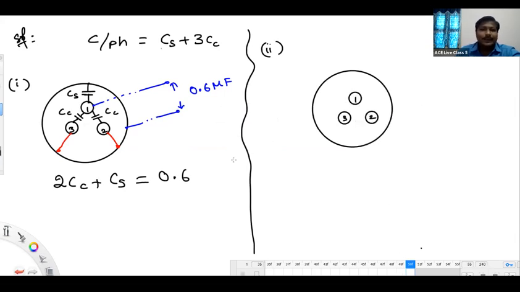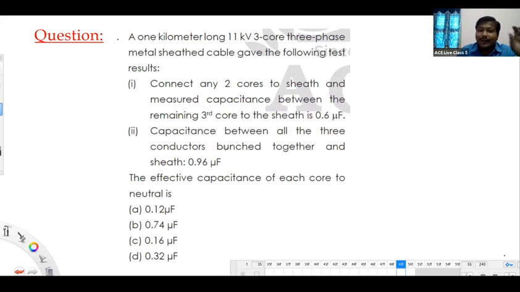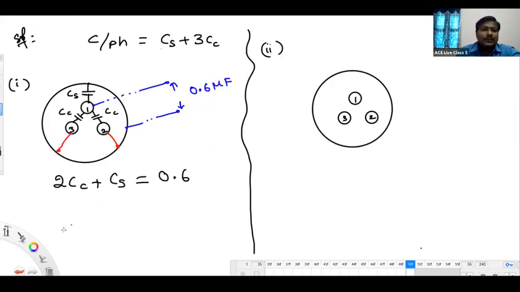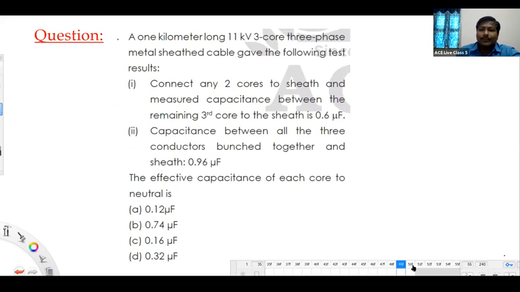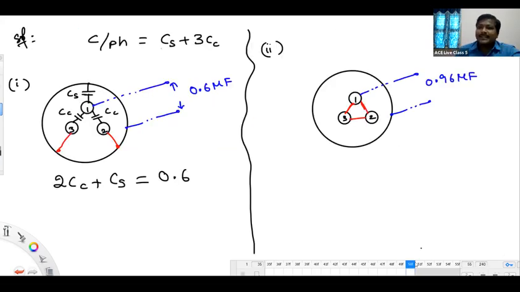What he said in experiment number 2: capacitance between all the 3 conductors bunched together and sheet. So you have to bunch all the 3 cores together like this. Between this bunch and sheet, we have that capacitance to be measured. That number is 0.96 microfarads.